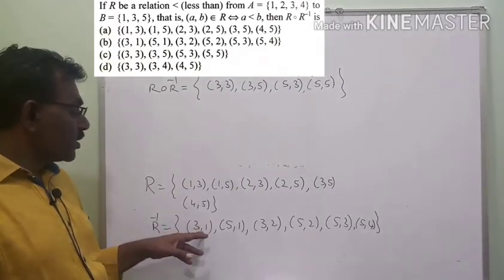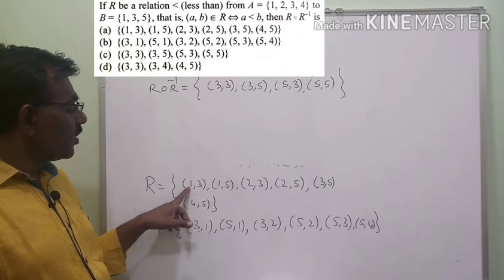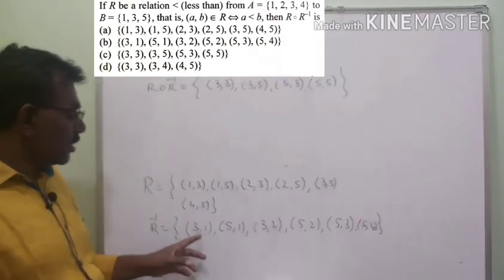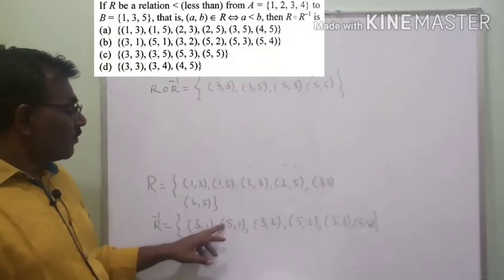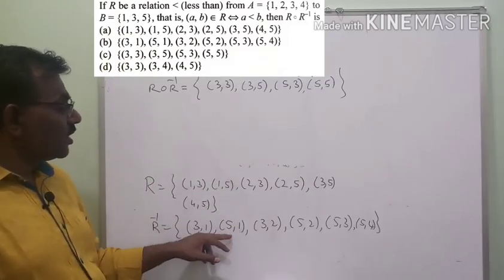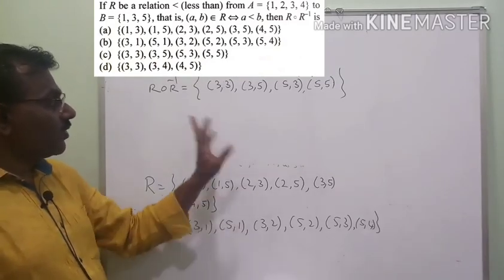This is R inverse. Repeating once again: 3 image 1, 1 image 3, so (3,3). 3 image 1, 1 image 5, so (3,5). 5 image 1, 1 image 3, so (5,3). 5 image 1, 1 image 5, so (5,5).